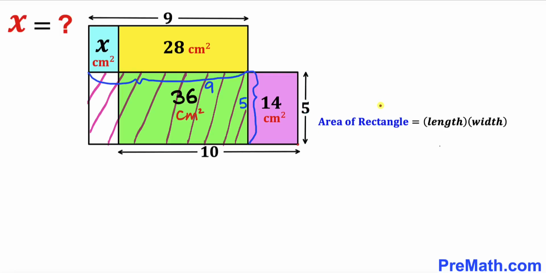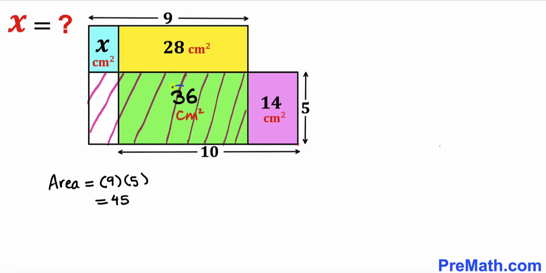And now let's recall the area of rectangle formula once again: area equals length times width. In our case, the length is 9 and the width is 5 for this shaded rectangle. So the area of this shaded rectangle is going to be equal to length, which is 9, times width, which is 5. That is going to give us 45 centimeter square.